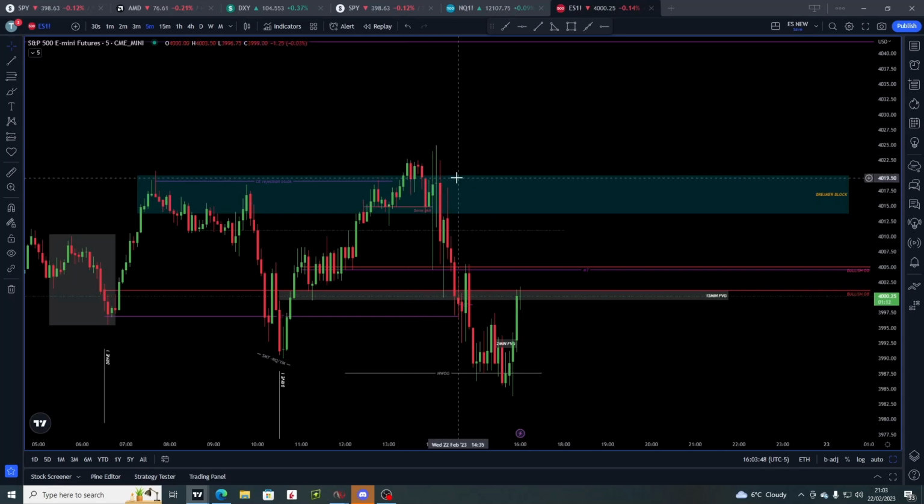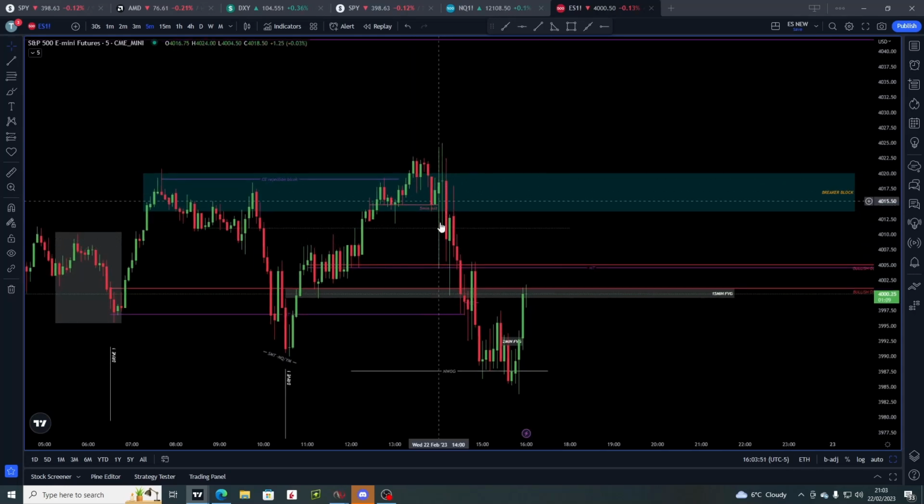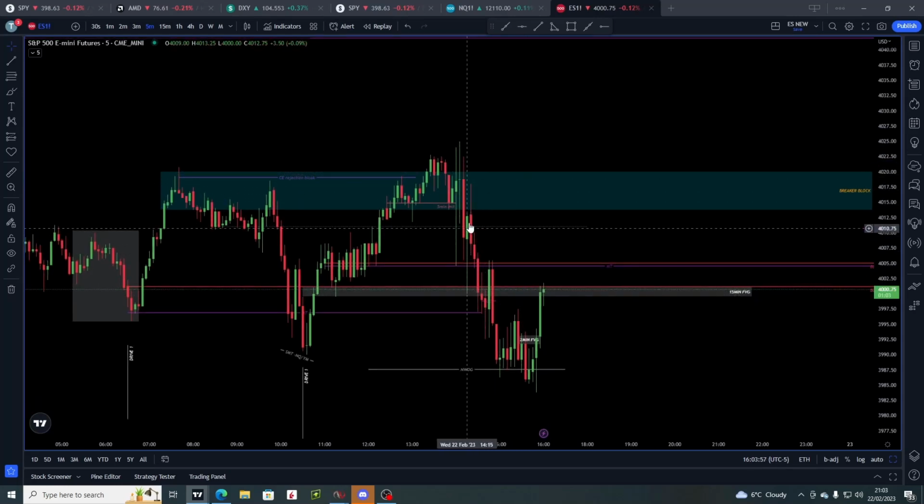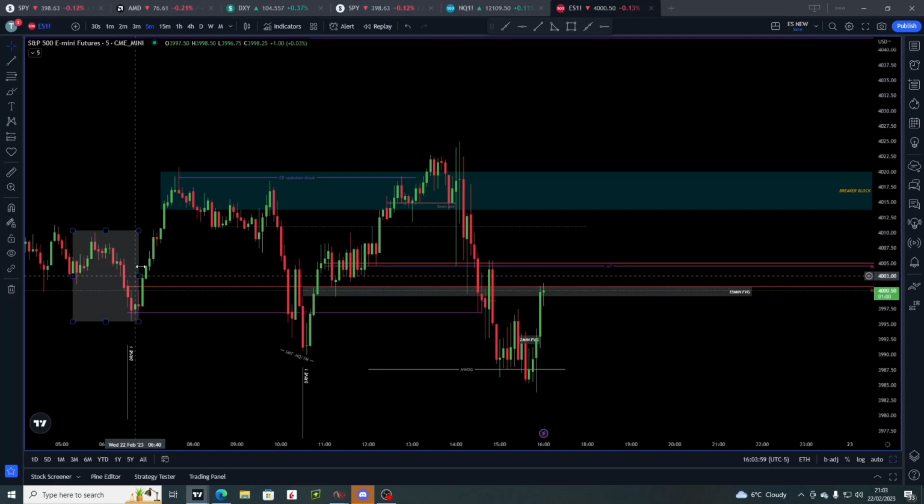Price then got back into that breaker block and rejected down, and as it was moving down, I took this trade, and I'll show you my trades in a minute. But as price was moving down again, I said, well guys, I've got a feeling that price is being greedy, and it's going to want to run deeper into a lower order block.